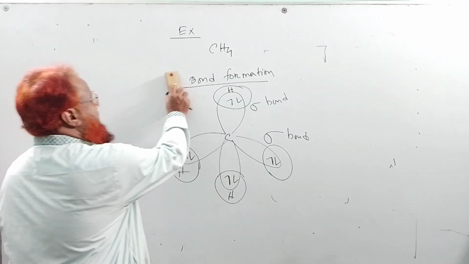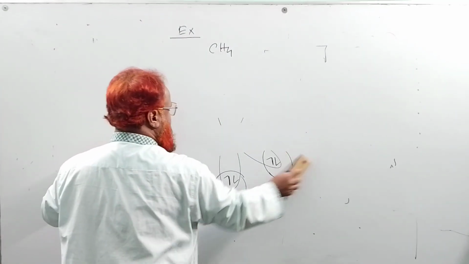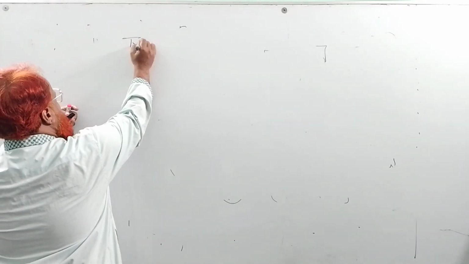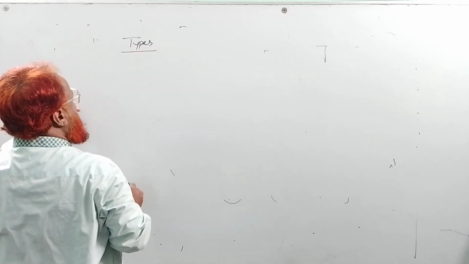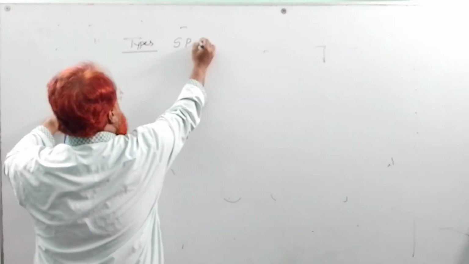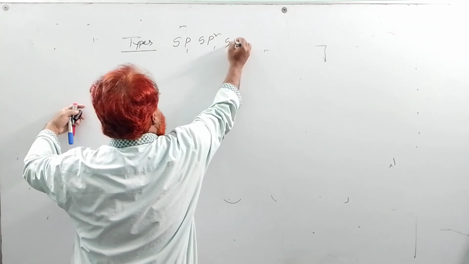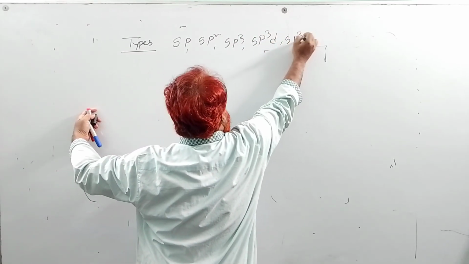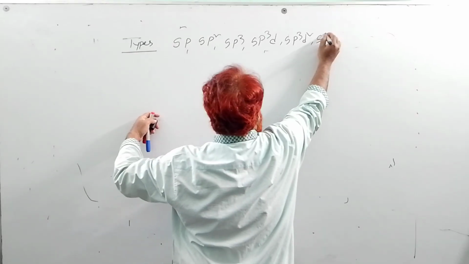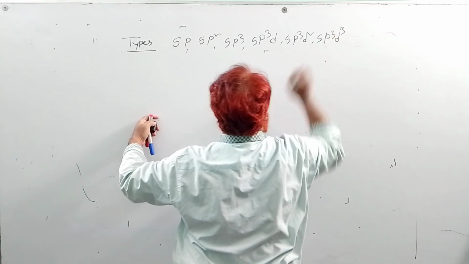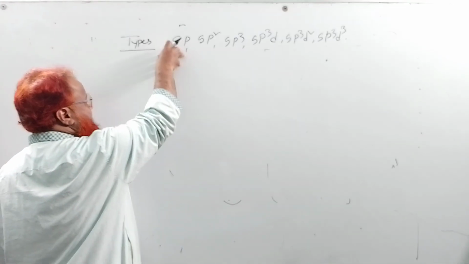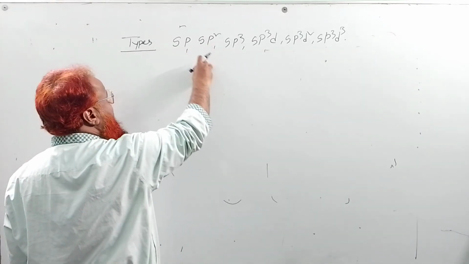Now, types of hybridization. For example, sp, sp2, sp3, sp3d, sp3d2, sp3d3, like this. Now, when will it be sp, when will it be sp2?